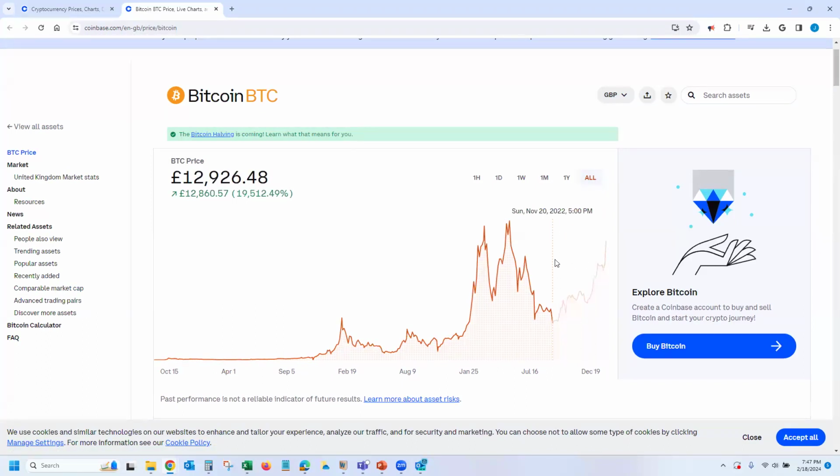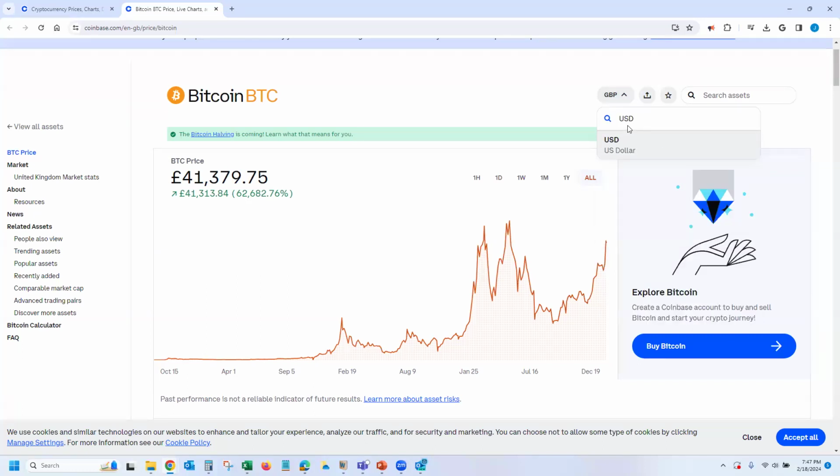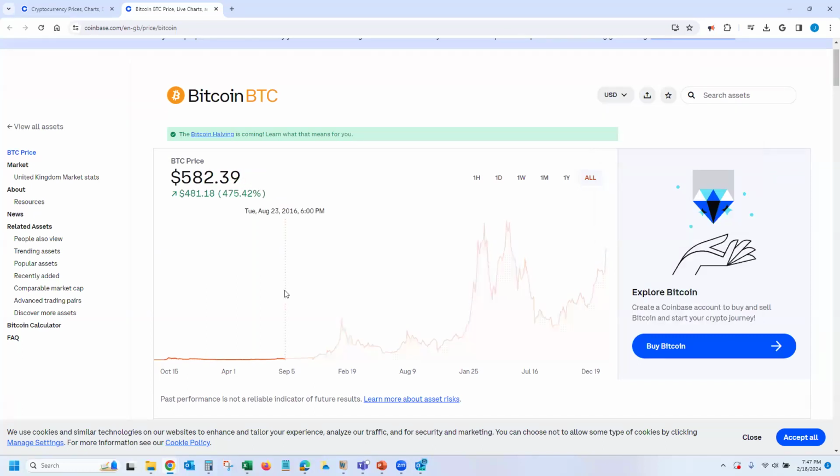Now, if I move this line here with my mouse and move it all the way down here, you could see that this was Thursday, August 1st, 2013. And basically, at that time, Bitcoin was selling for about 81 pounds. So again, I am not comfortable using pounds, so I want to go back to US dollars to have a better idea.